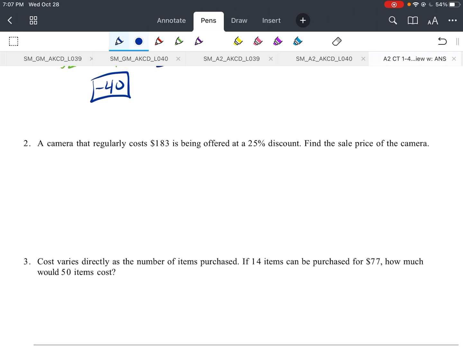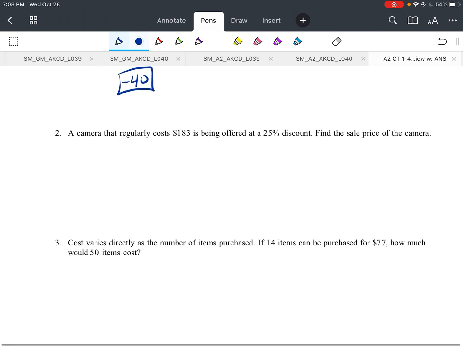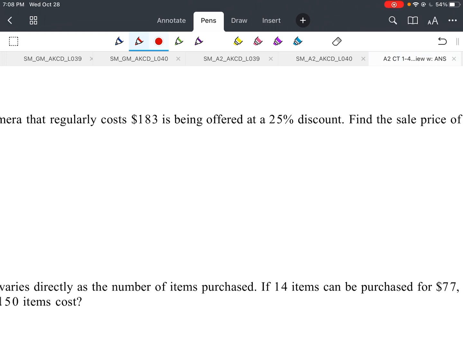Number 2, a camera costs $183. Not a great camera, apparently. It's being offered at a 25% discount. Find the sale price of the camera. All right, so there's a couple ways to think about this. You could take the original price, which is $183, and multiply it by 1 minus 0.25. Basically the 1 gives you the original price minus the 25% discount.